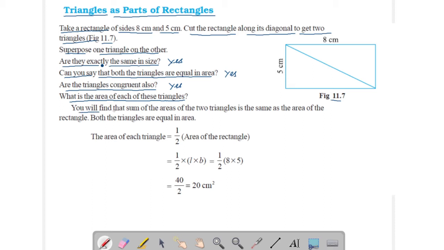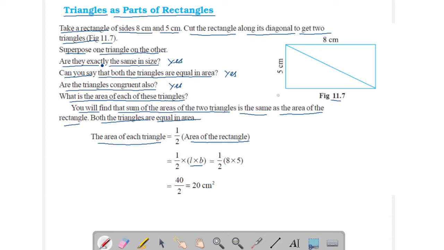You will find that the sum of the areas of the two triangles is the same as the area of the rectangle. Both the triangles are equal in area. Therefore, the area of each triangle will be half the area of the rectangle. It is half into the area of the rectangle. It is length into breadth.